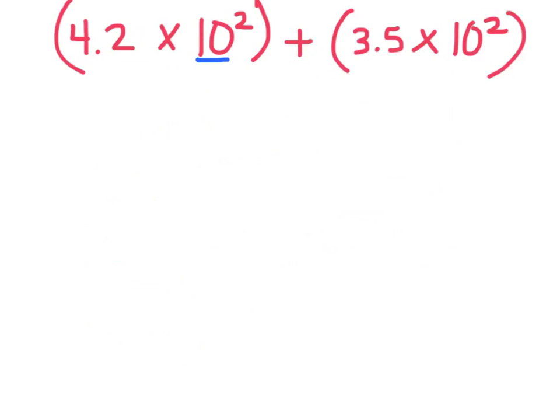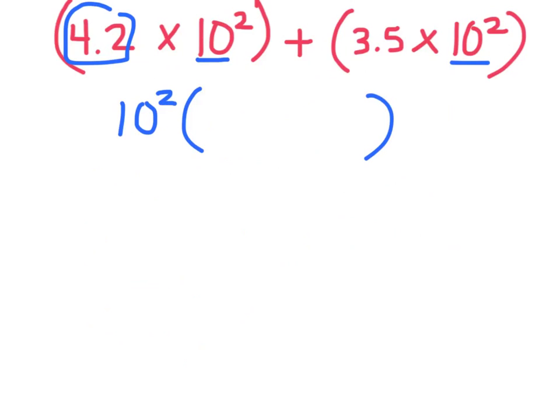So what you first want to do is pull out the 10. They're both timesing by 10 squared, so you're going to rewrite it with the distributive property. Both things I'm timesing by 10 squared, so I'm going to have my 4.2 plus my 3.5. So again, all I did was pull out the 10 squared because I'm timesing the 10 squared by both of them. It ends up giving me this same problem.